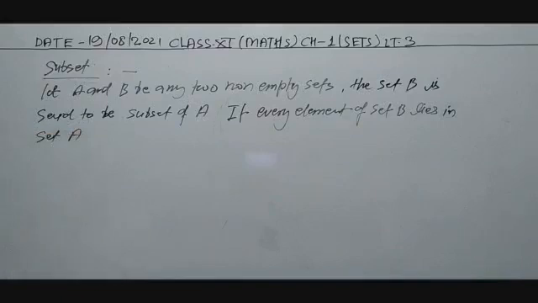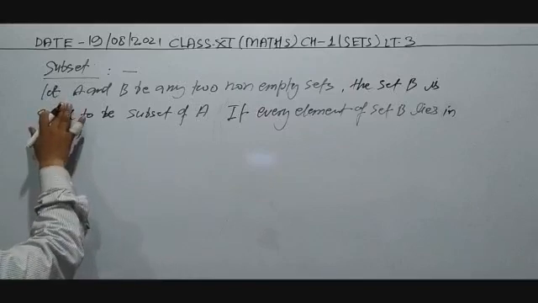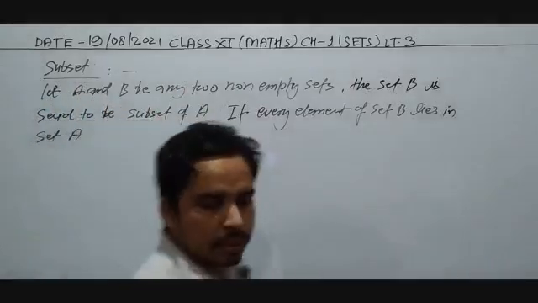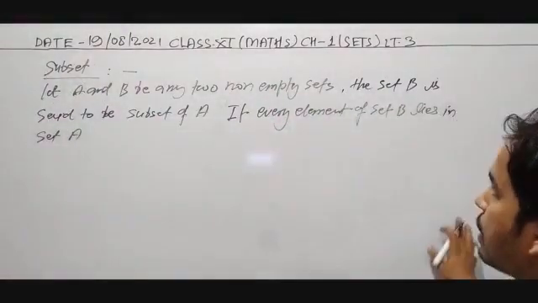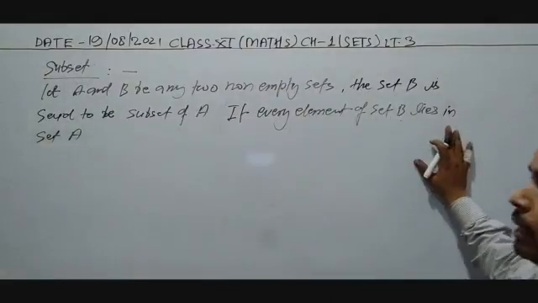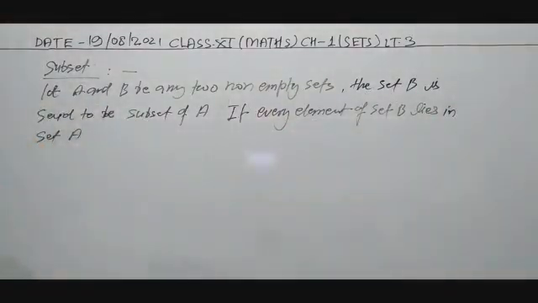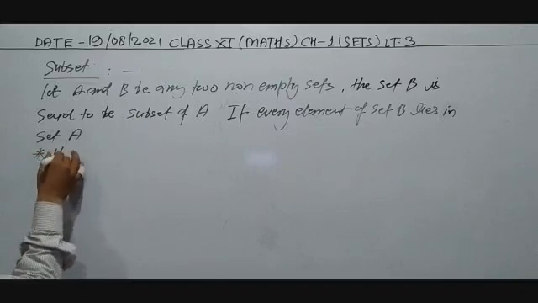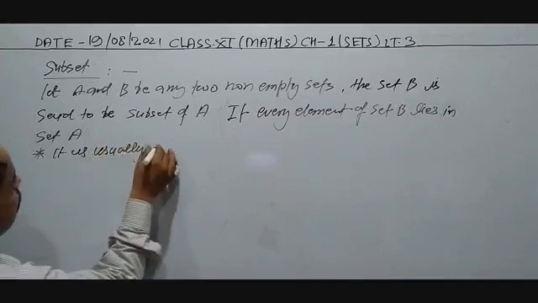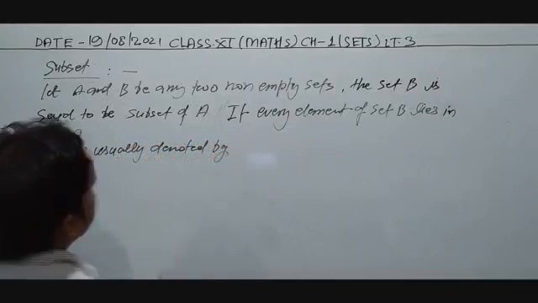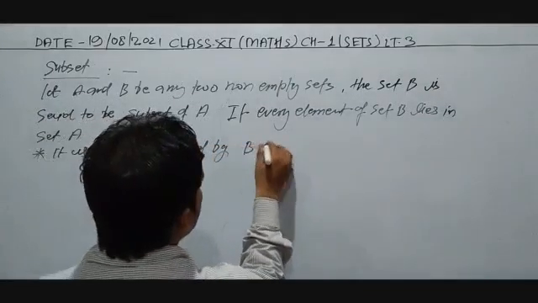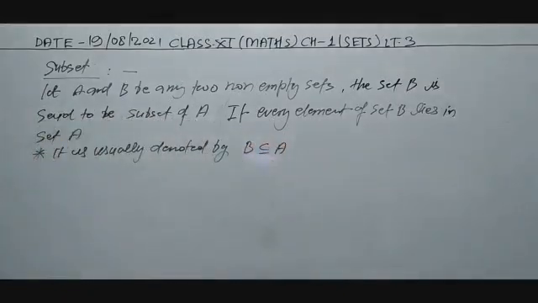Again, let capital A and capital B be any two non-empty sets, then the set B is said to be a subset of A if every element of B lies in set A. Now again see, note point, it is usually denoted by B is a subset of A. Symbolically we can write or read as B is a subset of A or A contains B.